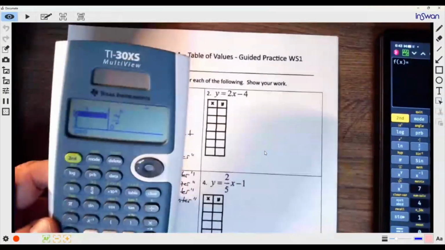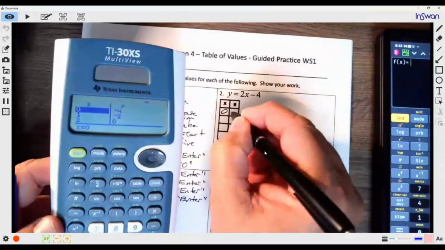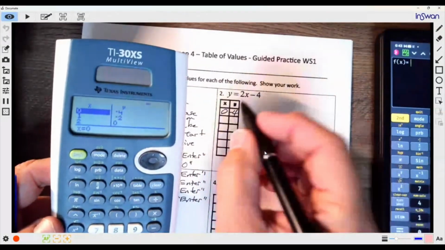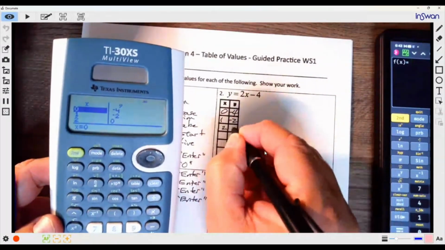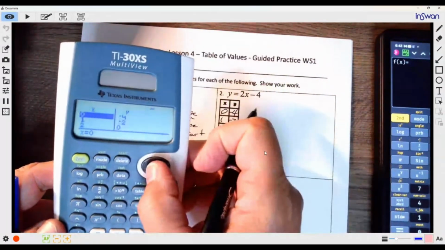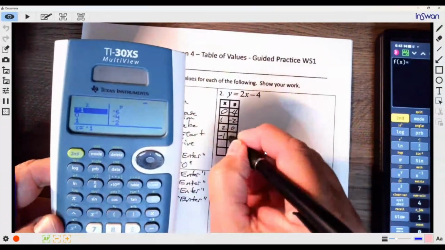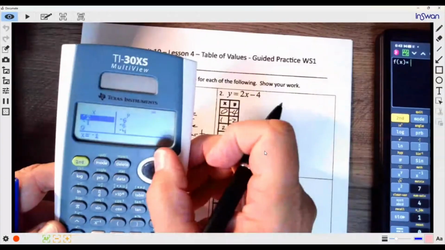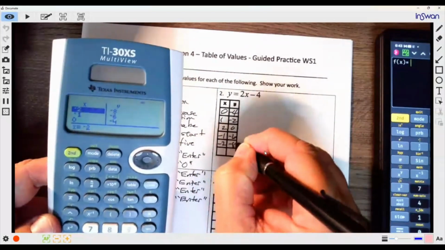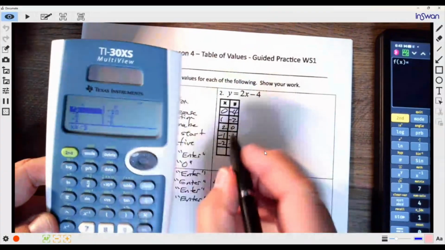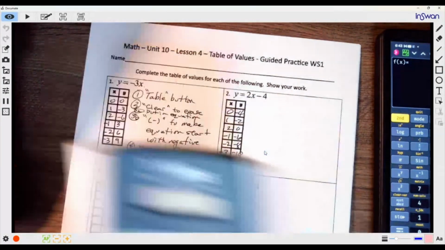So we get 0, negative 4, 1, negative 2, 2, 0. Then we need some negatives. Negative 1, negative 6, negative 2, negative 8, and then I'll do one more negative, negative 3, negative 10.